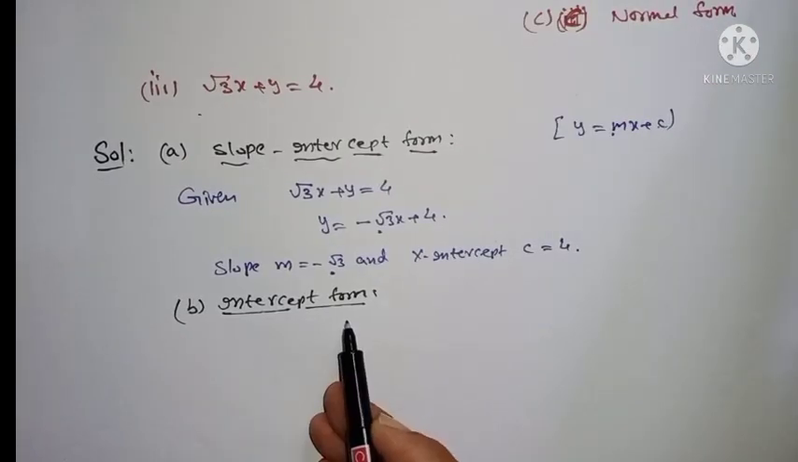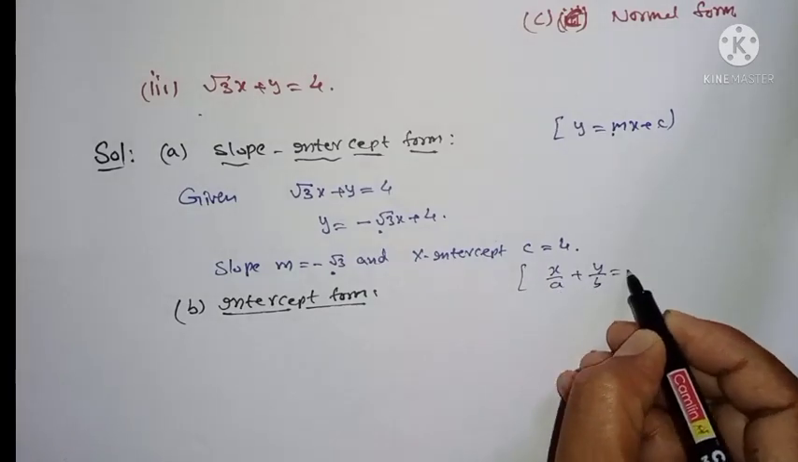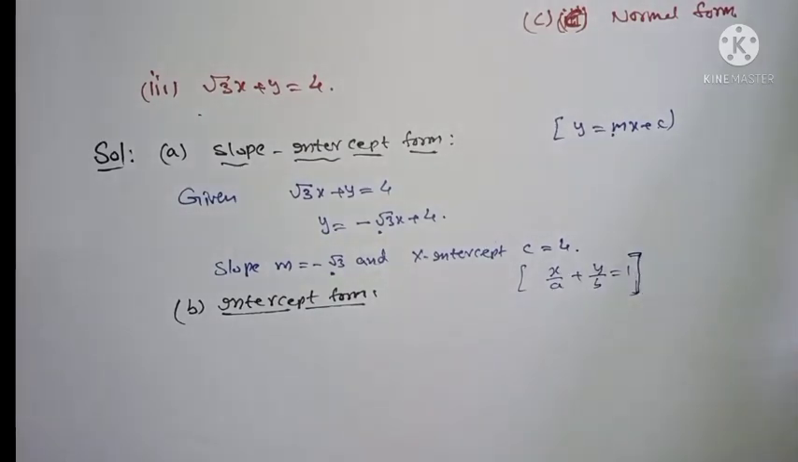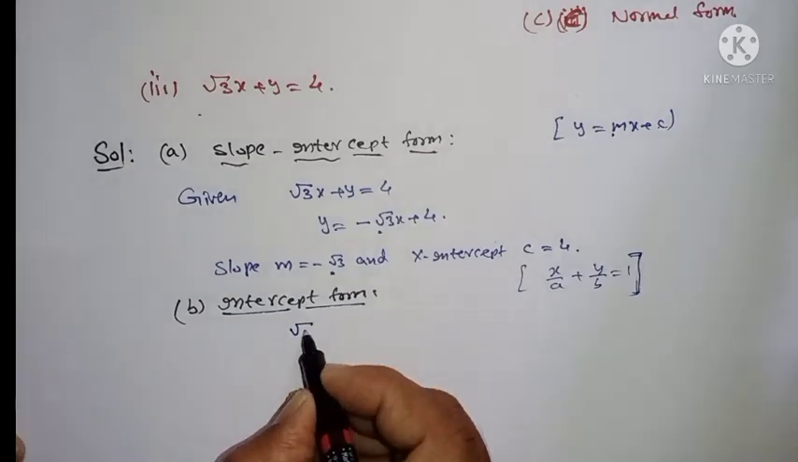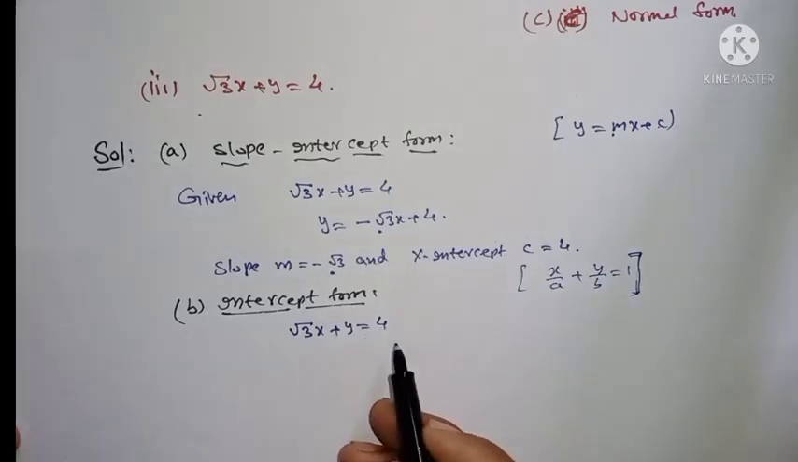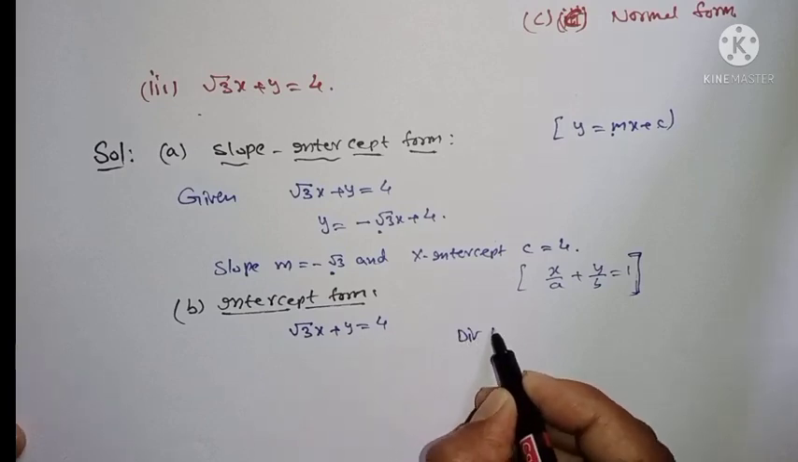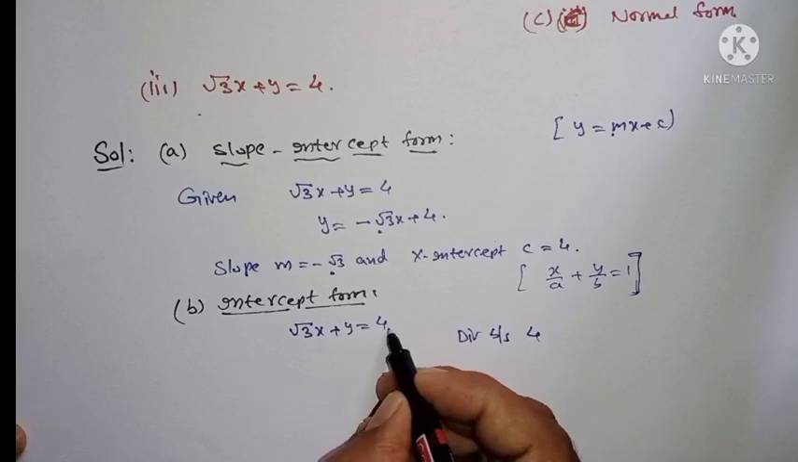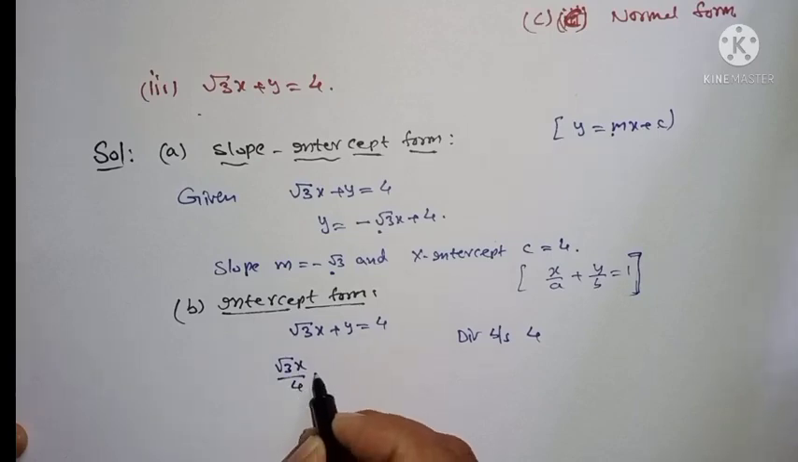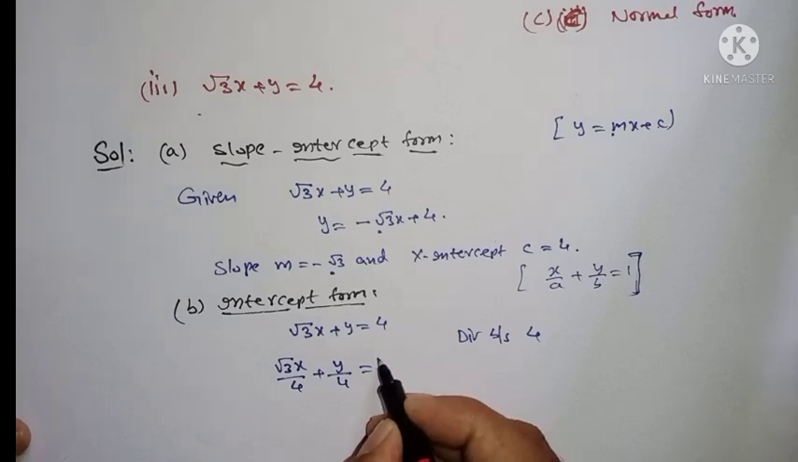B is the intercept form. What is the form of the intercept form? x by a plus y by b is equal to 1. You can change it into the form x by a plus y by b is equal to 1. How? The given equation is root 3x plus y is equal to 4, equivalent as it is, so there is no change. Divide both sides by 4, because the right side must be 1 only. Therefore I can write root 3x by 4 plus y by 4 is equal to 1, because 4 by 4 is equal to 1. I can write one step also here.